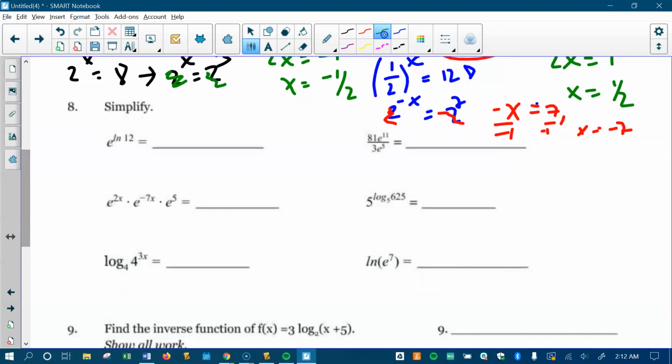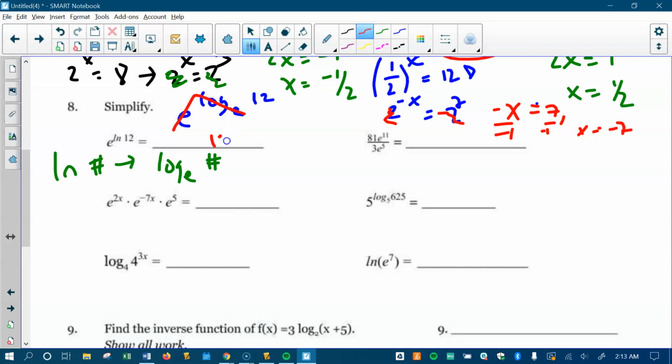Oh, I love these problems. I want to remind you that anytime you see natural log of a number, that's the same thing as writing log base e of that number. And the reason that's relevant is because we have e to the log base e of 12. What I like to do is just draw a little line through these and I just get 12. Whenever I have a base raised to a logarithm with that same base, they cancel out.